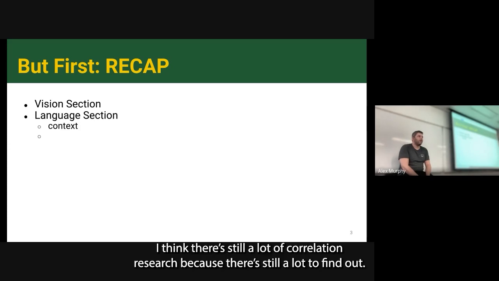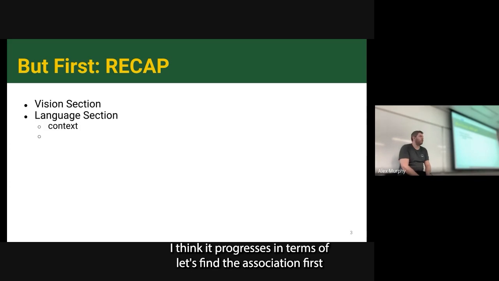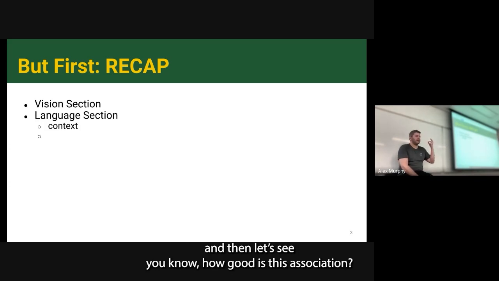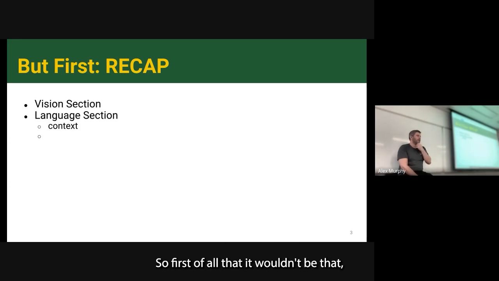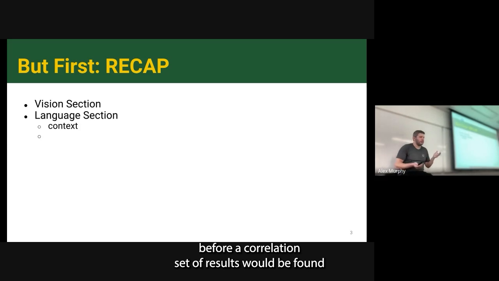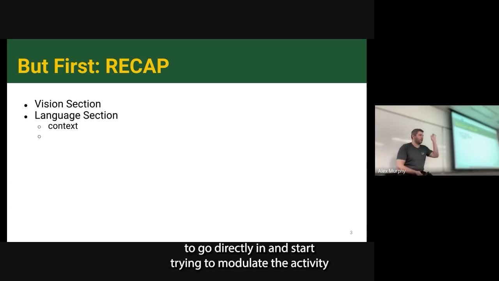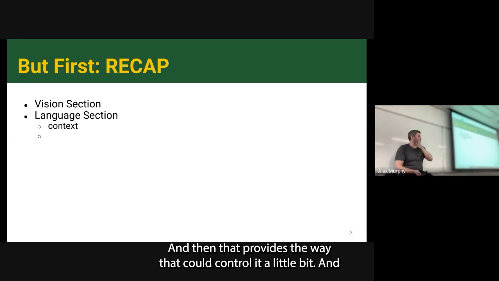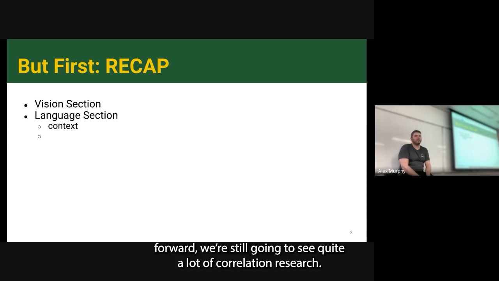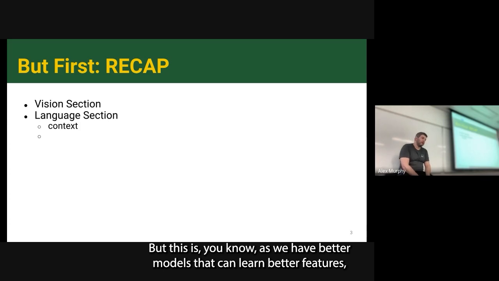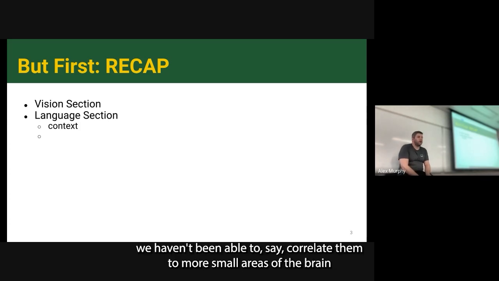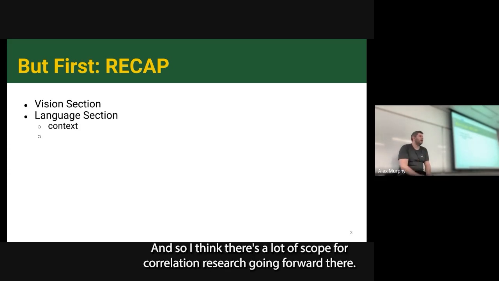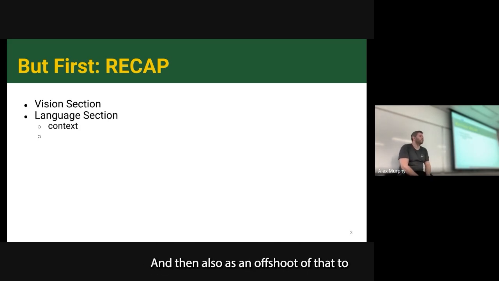To a degree, I think there's still a lot of correlation research because there's still a lot to find out. I think it progresses in terms of, let's find the association first and see how good this association is. Before a correlation set of results would be found, I don't think you would imagine to go directly in and start trying to modulate the activity. You sort of need to establish that it's there first, and then that provides the way to, okay, now can we control it a little bit? But I think as we go forward, we're still going to see quite a lot of correlation research. As we have better models that can learn better features, we haven't been able to, say, correlate them to smaller areas of the brain and regions of interest. And so I think there's a lot of scope for correlation research going forward there, and then also, as an offshoot of that, to see whether that can be modulated and find that causal relationship.